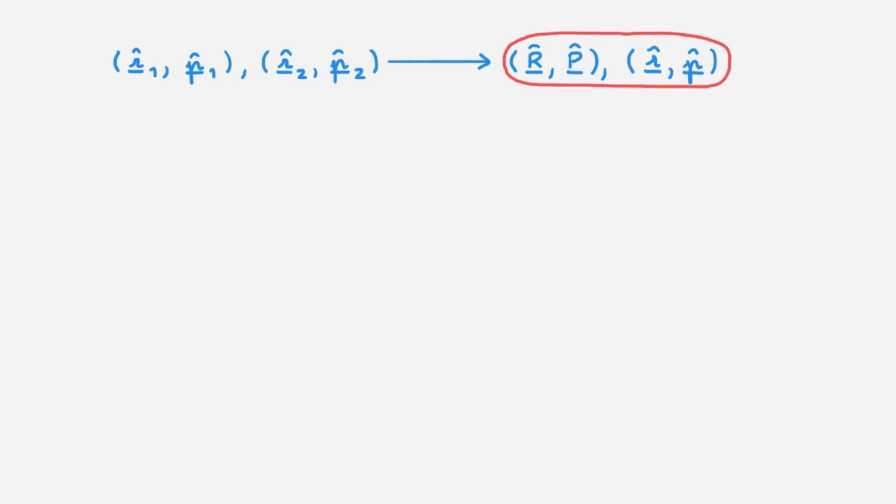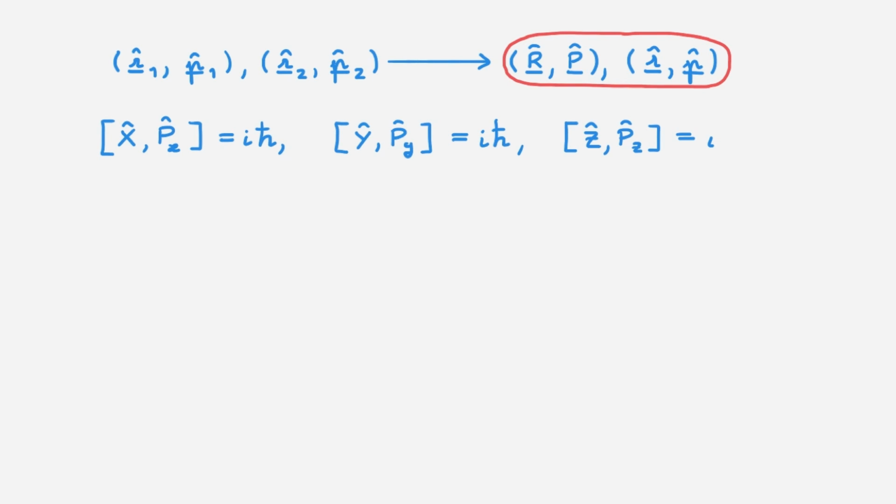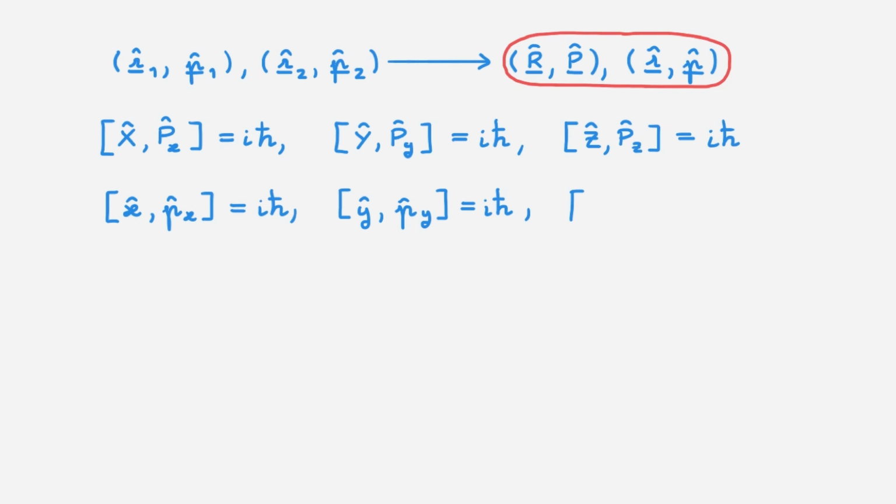The first step is to realize that this new set of variables behave like the usual position and momentum in quantum mechanics, in the sense that they obey the standard canonical commutation relations. Like for the original set, all commutation relations are 0 apart from the 3 for the center of mass variables along the first axis, the second axis, and the third axis. And the equivalent 3 for the relative variables, starting with the first axis, and the second, and the third.